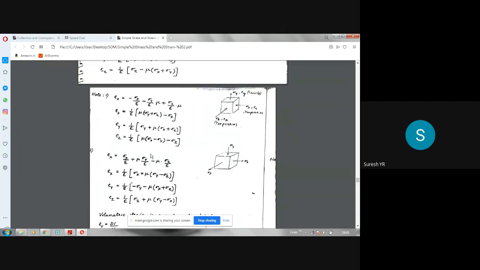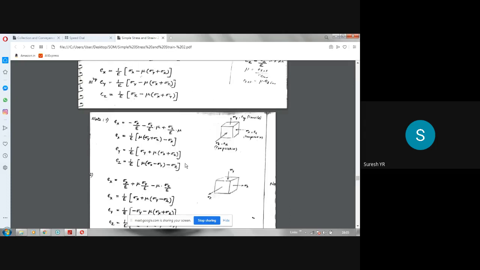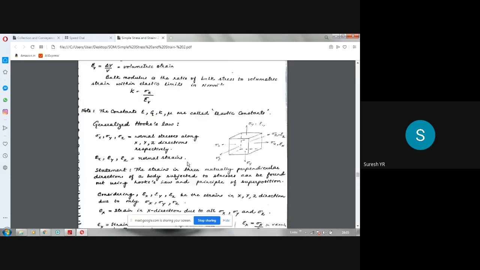So if tensile stress is there in one direction, naturally it will develop compressive stress in the other two directions, which are mutually perpendicular. That's why we have to take compressive stress as negative, tensile stress as positive, using the sign convention. This is how you are going to get the total strain. So you have to understand this generalized Hooke's law clearly. It is a combination of Hooke's law and principle of superposition.